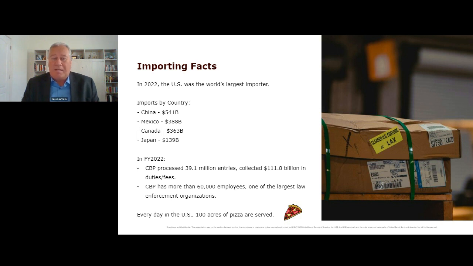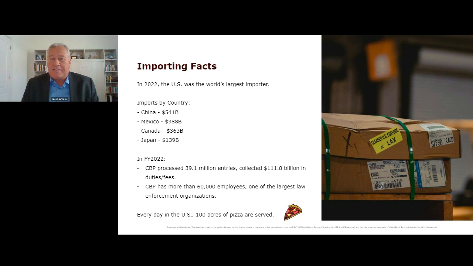And CBP has more than 60,000 employees worldwide, and they're one of the largest law enforcement organizations in the world. So rightfully so, with their mission and all that they have to do at CBP in protecting the United States, our borders, as well as the trade facilitation that they do.